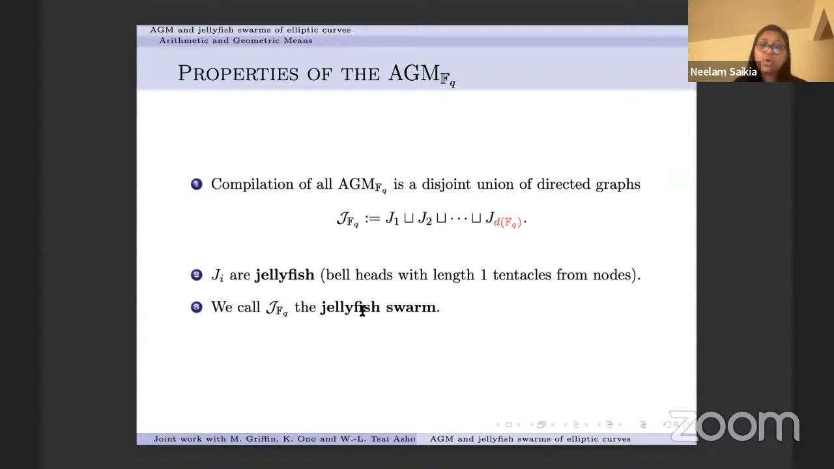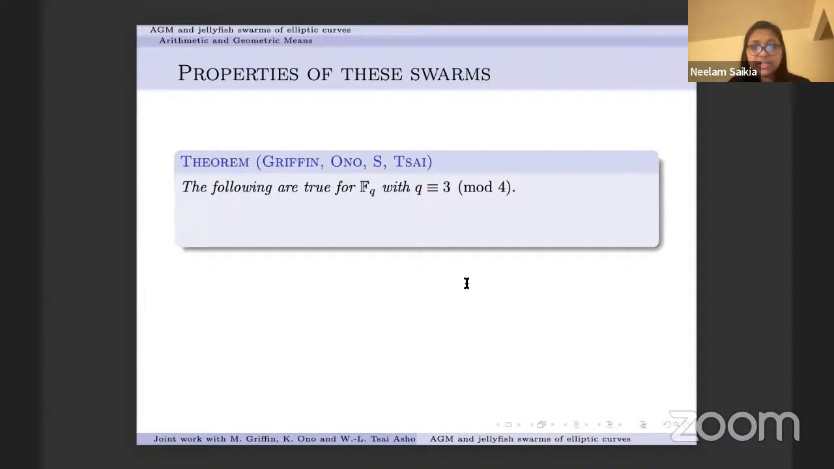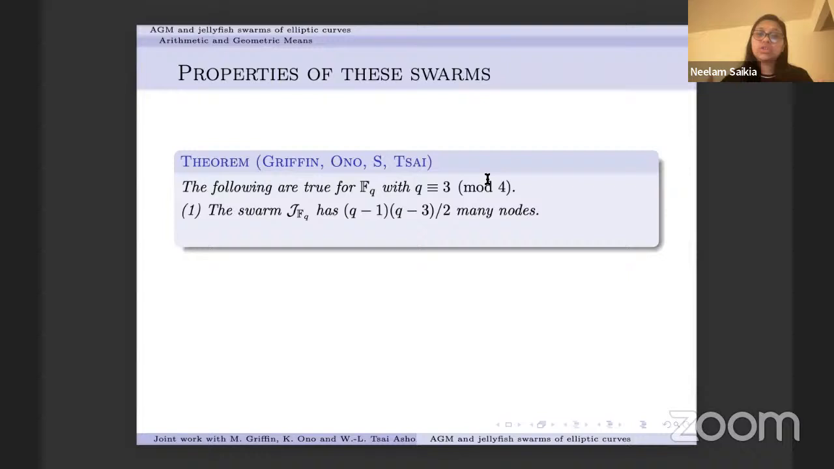And now we'll give you some basic theorems, some basic observations that we initially made. If you consider a finite field with q congruent to 3 mod 4, then we can count the total number of nodes, or the total number of admissible pairs, we can have over the jellyfish swarm. So we have (q minus 1) times (q minus 3) by 2 total nodes.